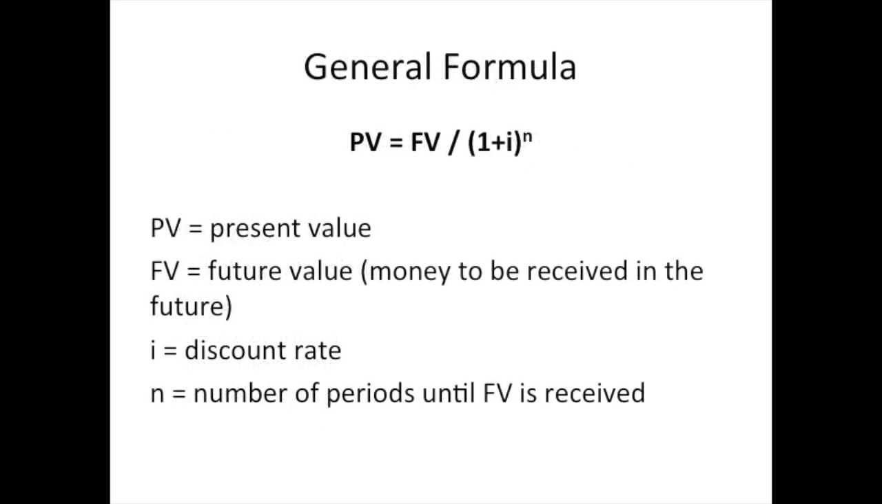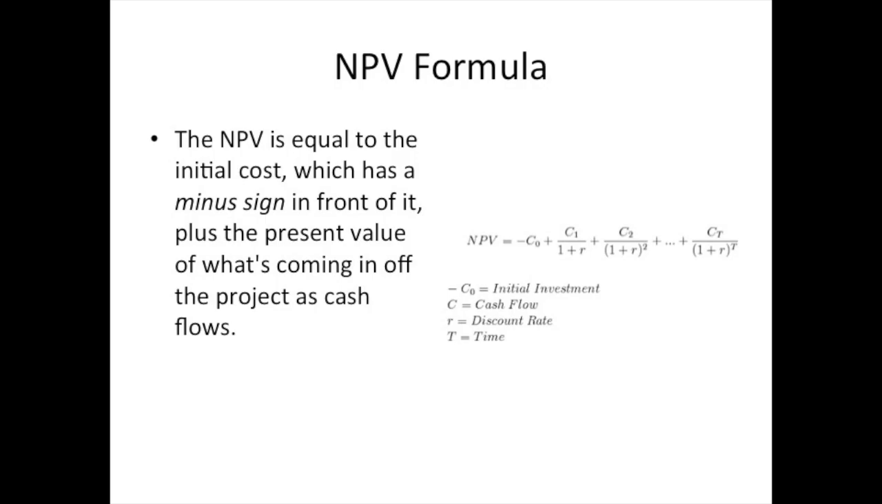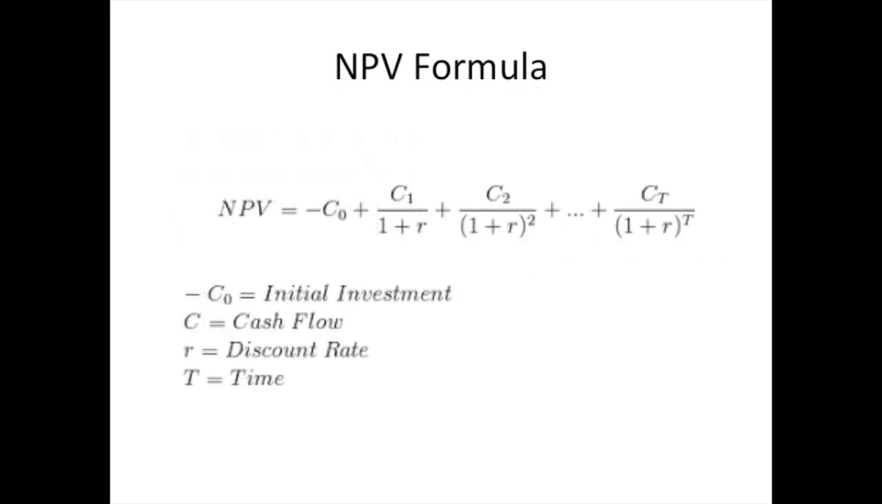We can construct a formula for NPV by following along very closely with what we did in our discounting cash flows. The NPV is equal to the initial cost, which has a minus sign in front of it, plus the present value of what's coming in off the project as cash flows. Cash flow in period 1, discounted back 1 period, plus the cash flow in period 2, discounted back 2 periods. The cash flow in period 3, discounted back 3 periods. You get the idea. Plus all the other cash flows coming in by their period.